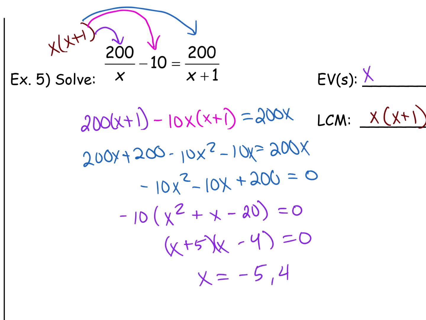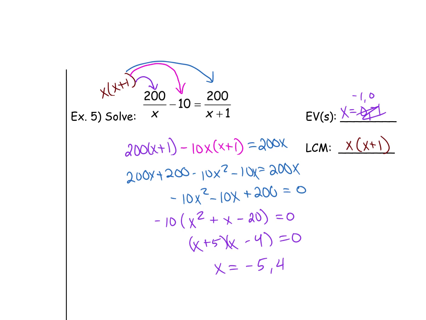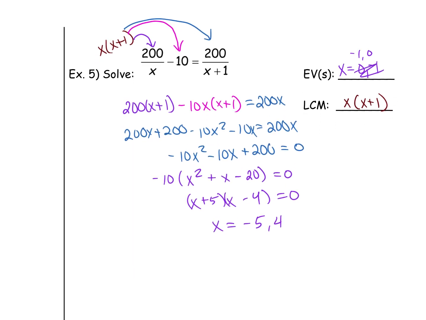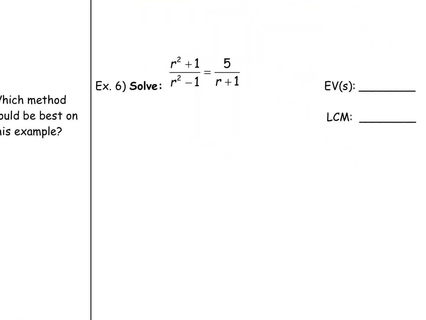What are our excluded values for this one? 0 and negative 1. Negative 1, 0. I'm going to put it in order, sorry. So is negative 5 and 4 okay? Okay. And this is by way of basically making our denominators disappear.